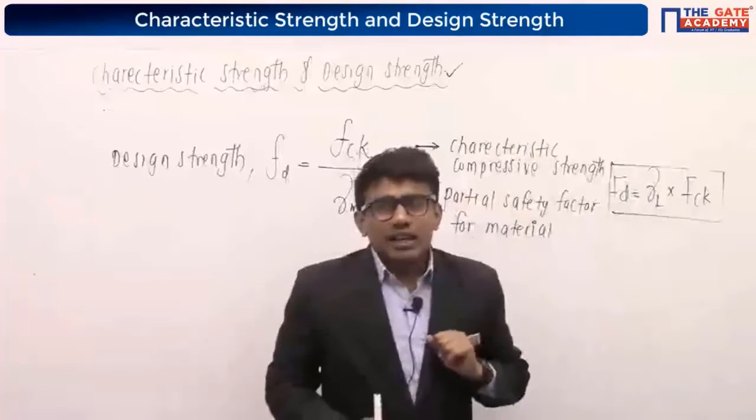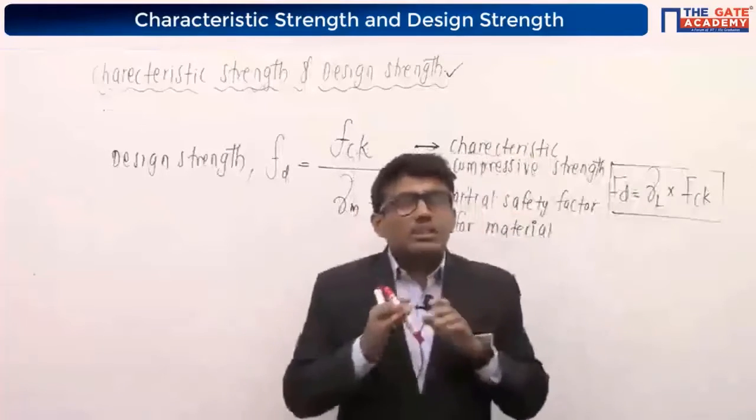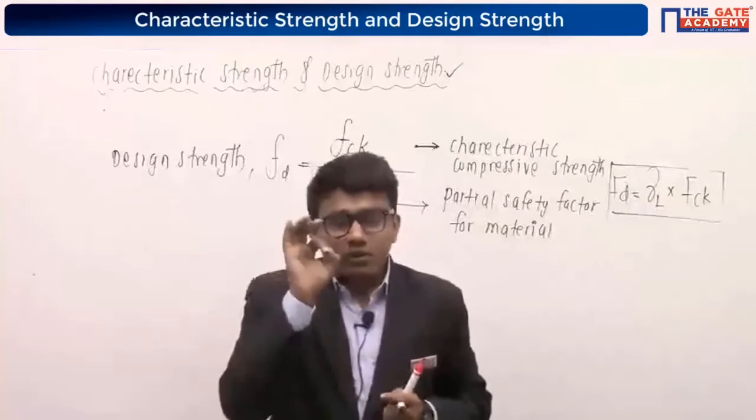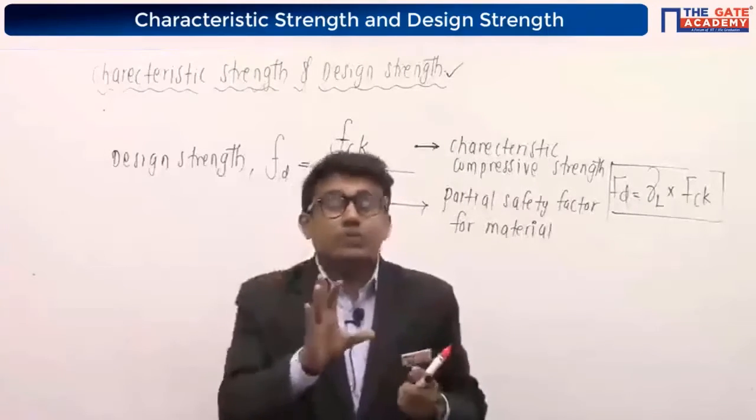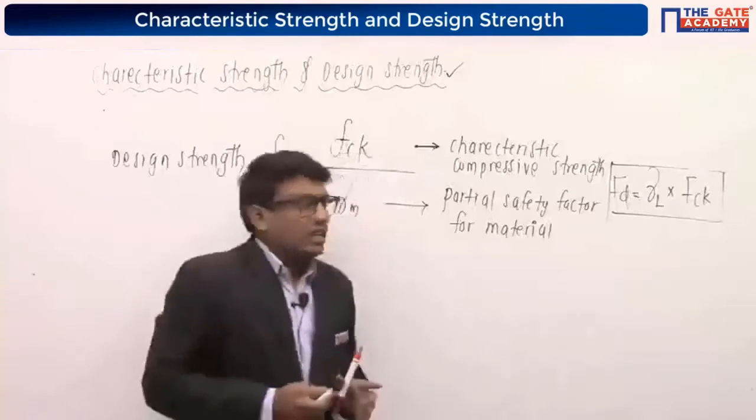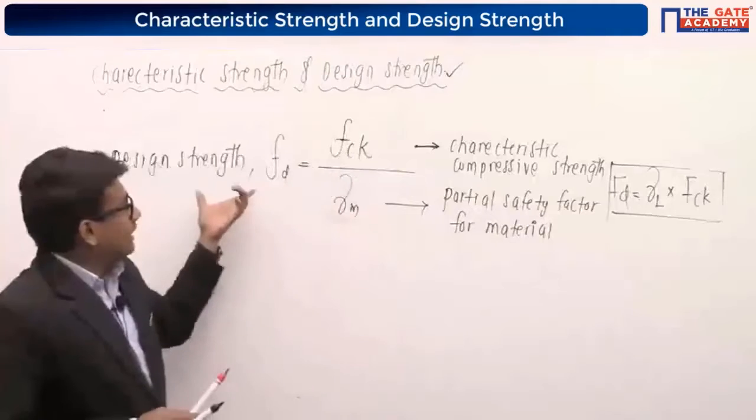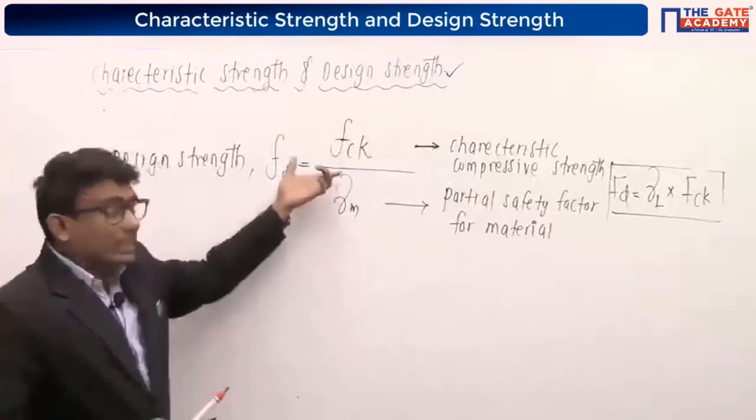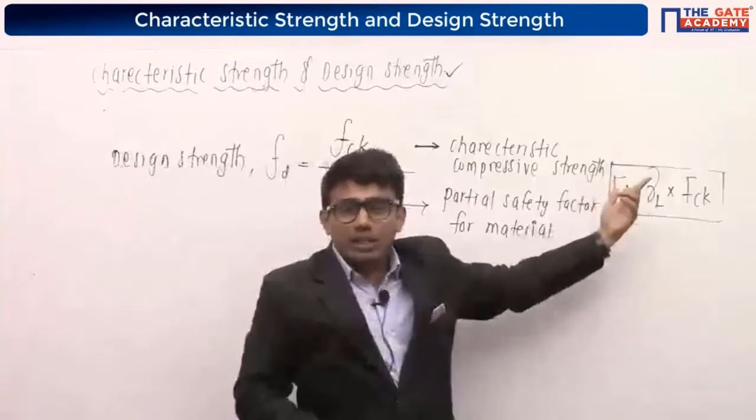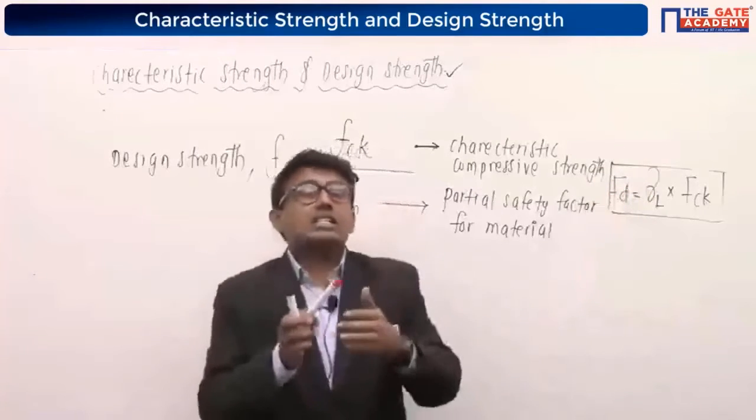Why are we doing that? As we have discussed, the limit state method is a method of safety and serviceability, where we consider safety as the prime design criteria. When we consider safety, we are going to consider the design strength. We are going to underestimate the strength of the structure and overestimate the load acting on the structure, so that we will be getting a safe structure.